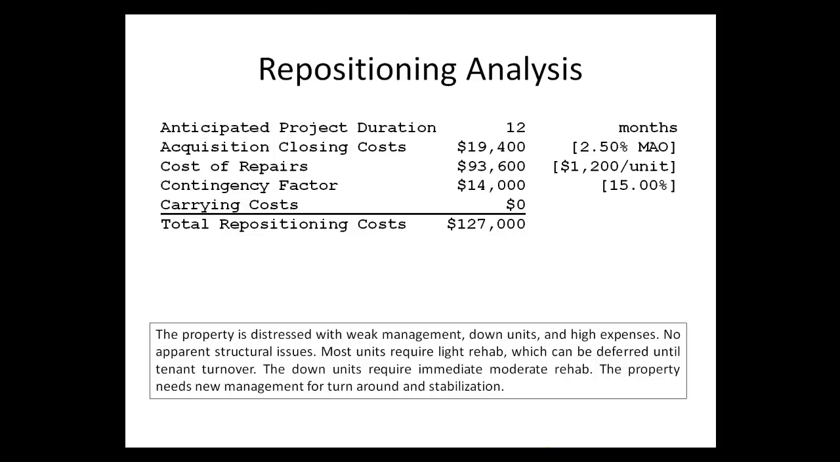This number will be fine-tuned after the property goes under contract. That's when you bring in the general contractors, at least 3. They will walk every unit in the property and make a scope of repairs cost estimate. You will then choose the general contractor that you want to hire to do the repositioning after you close on the property.